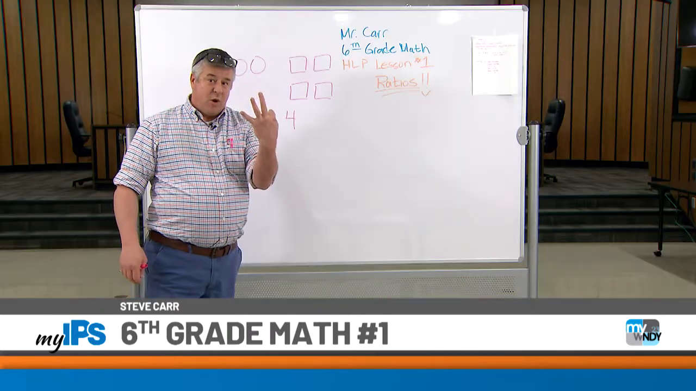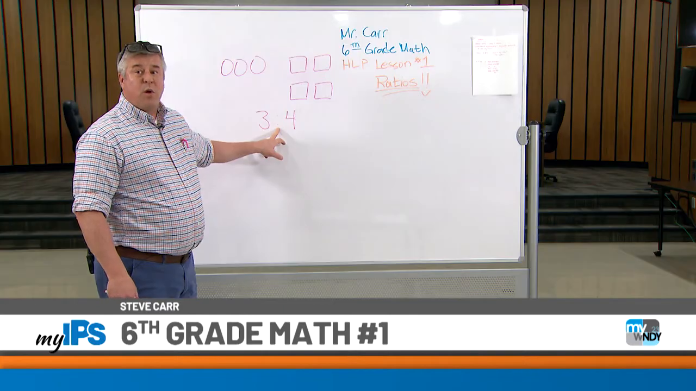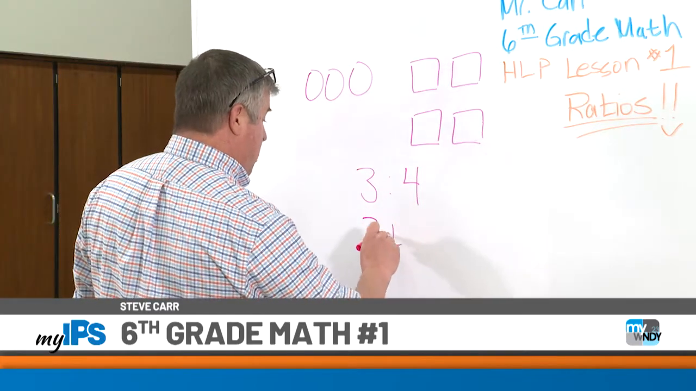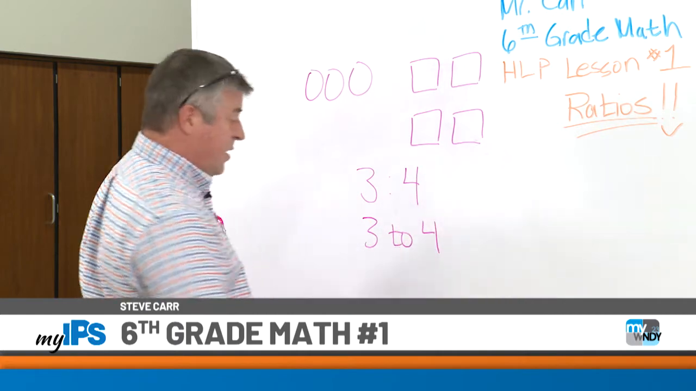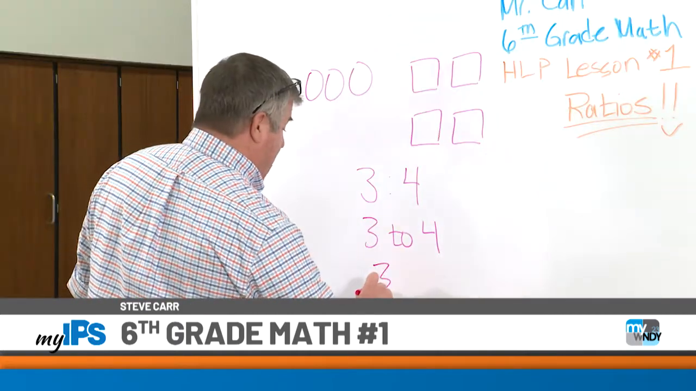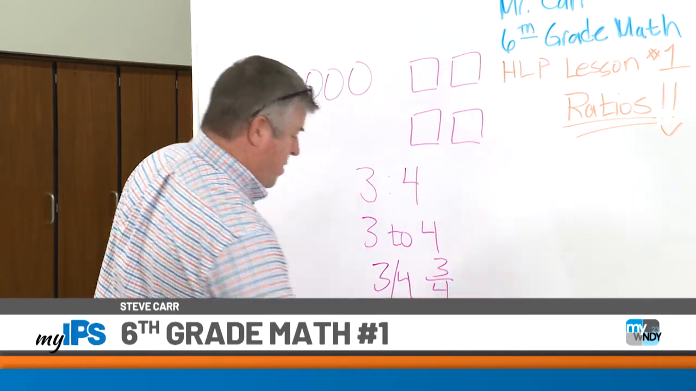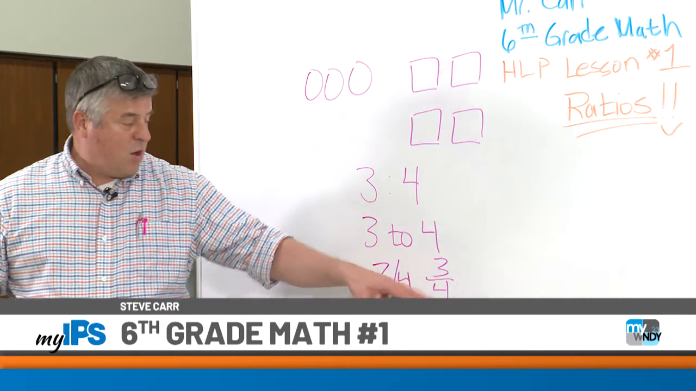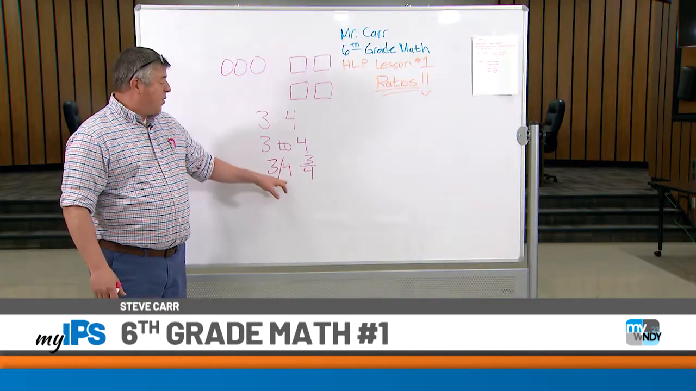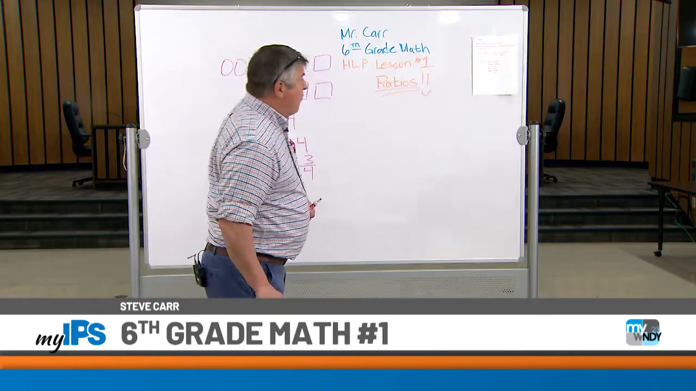Now, we have 3 ways to write a ratio. Typically, we're going to see a ratio with what's called a colon in between it. We could also write that using the word to, T-O, 3 to 4, or as a fraction with either a horizontal or vertical fraction bar. All of those represent the ratio 3 to 4. In this case, 3 circles and 4 squares.